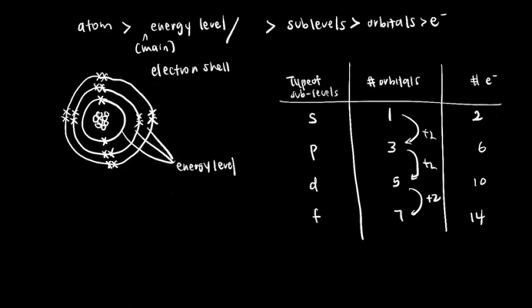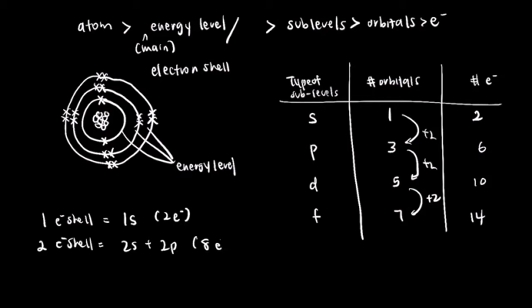So each electron shell can hold more and more sublevels. So for instance, the first electron shell has one sublevel, the 1s sublevel, which is why in atom diagrams we often see that the first shell only has 2 electrons, right? And the second electron shell will hold the s and the p sublevel, in total giving 8 electrons, which is frequently why we see the second electron shell with 8 electrons.